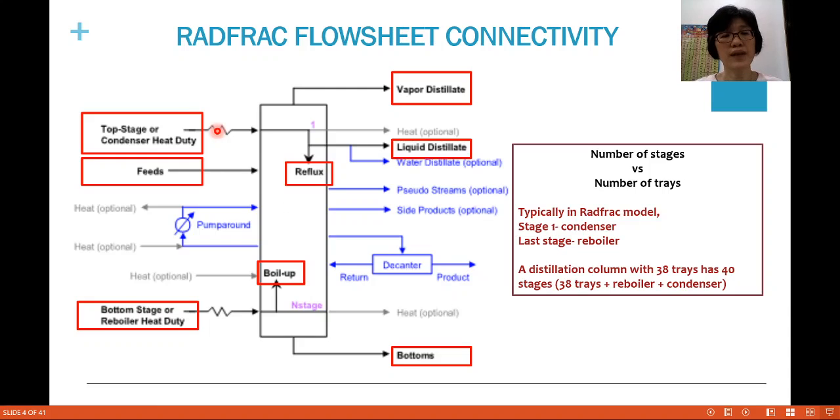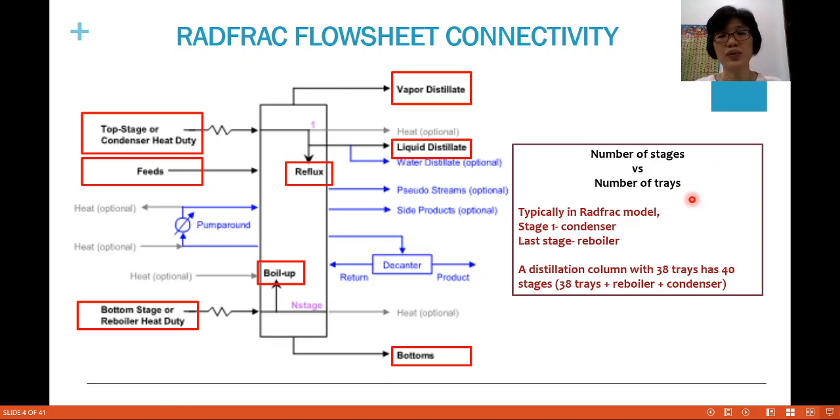So on your left here, top section, you have the top stage, or this is the condenser heat duty. Meaning the top stage in the RECFRAC model is always your condenser. Then we have feed stream, and we have bottom stage or reboiler heat duty at the bottom here. The last stage in the RECFRAC model is always your reboiler.